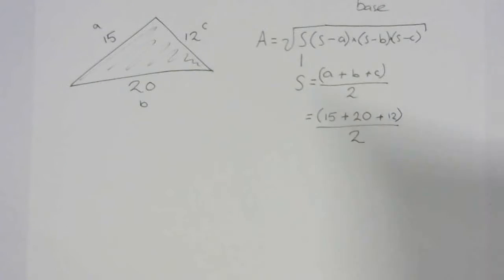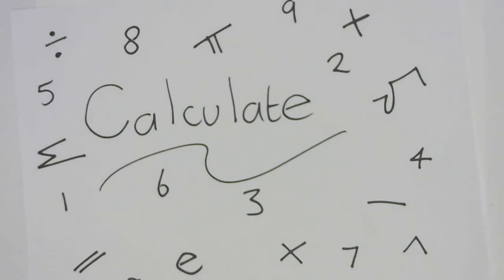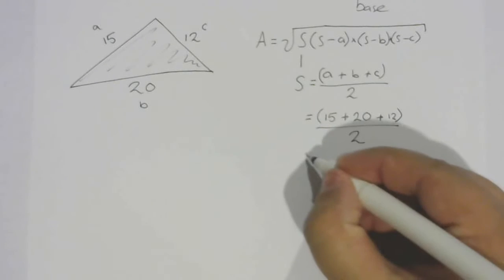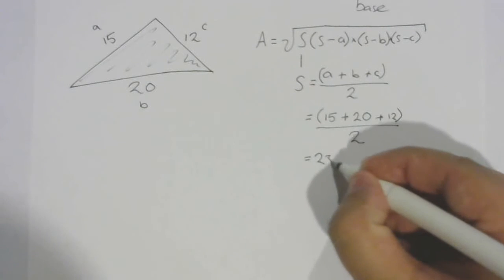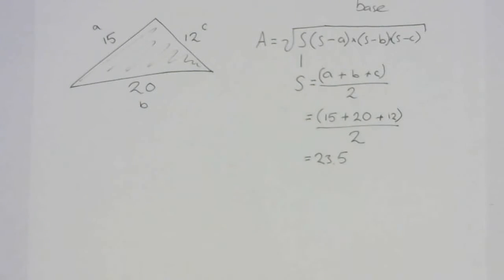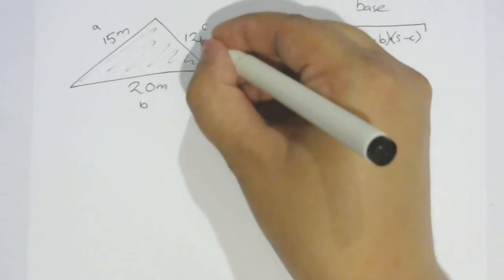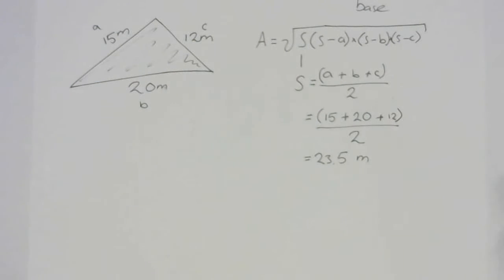Take out your calculator and calculate this. All good? You should find that is 23.5. Let's make this meters. I'll make all of these meters as well. Let's assume meters if you don't know what it is.